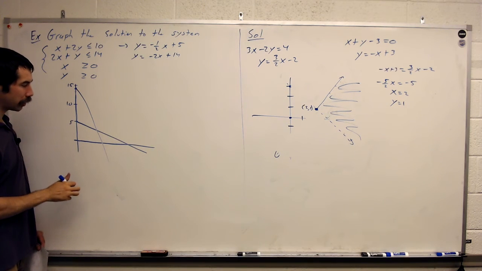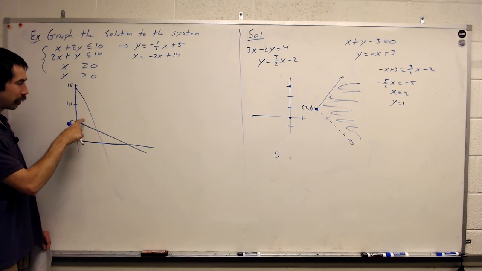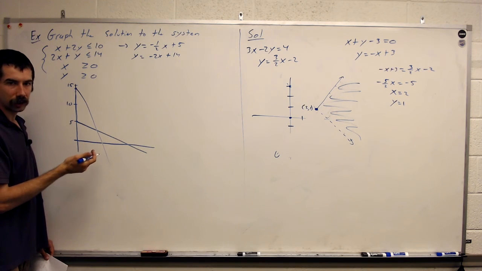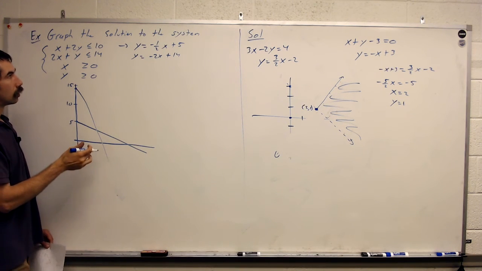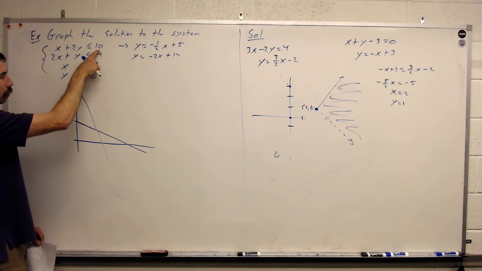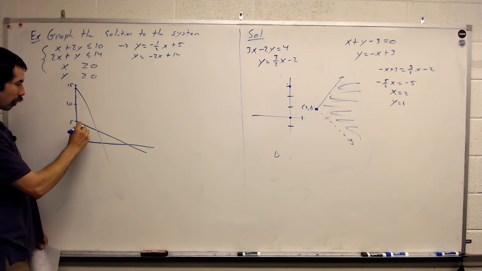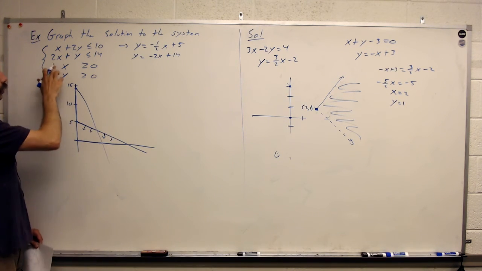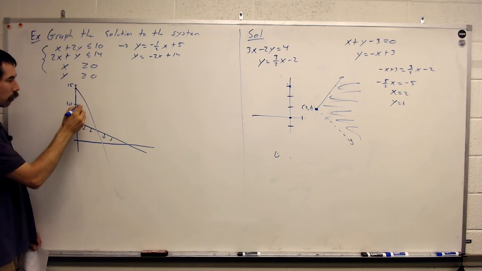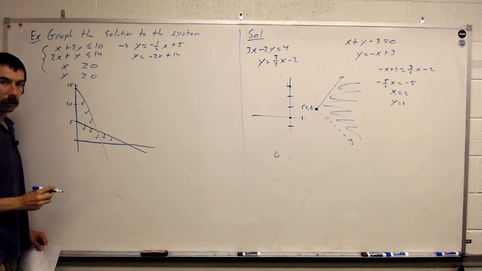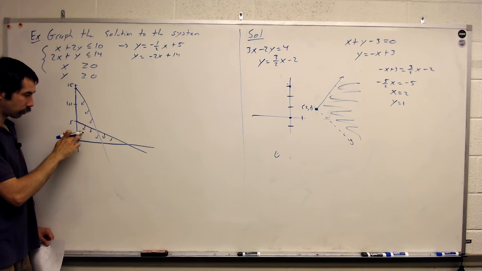And now what region do we shade? Are we going to shade this region, this region, this region, or this region? Again, let's take the origin. Is it true that 0 plus 0 is less than or equal to 10? Yes. So we're going to be shading towards the origin here. And is it true that 0 plus 0 is less than or equal to 14? Yes. So we're going to be shading towards the origin here. What region was shaded twice? Well, it was this region here.